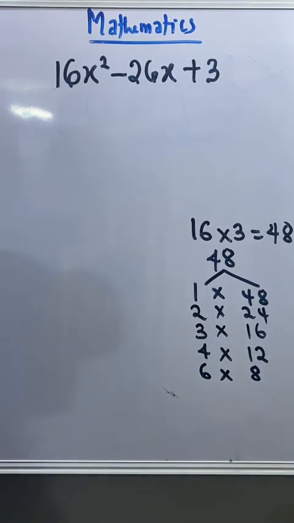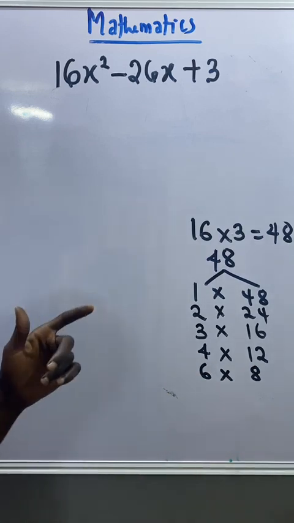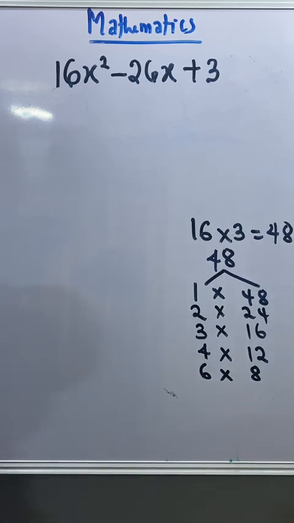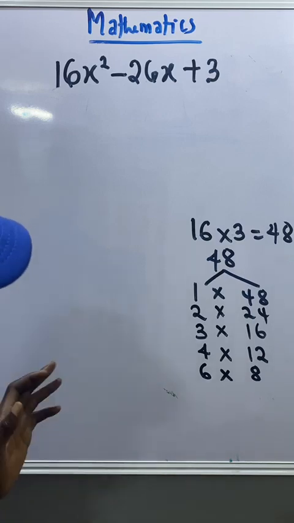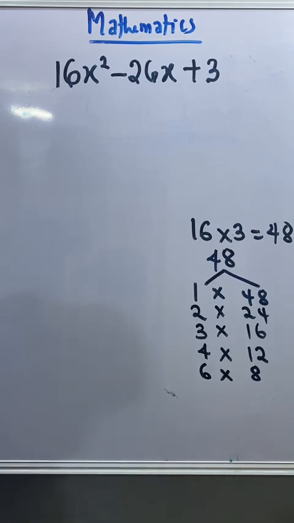Now, what about 7? 7 cannot produce 48. What about 8? 8 times 6 already exists. Let's try 9. 9 cannot produce 48. Let's try 10. 10 also cannot produce 48. Let's try 11, 12, 13. You continue like that. 14, 15. So this is all we can get from here.